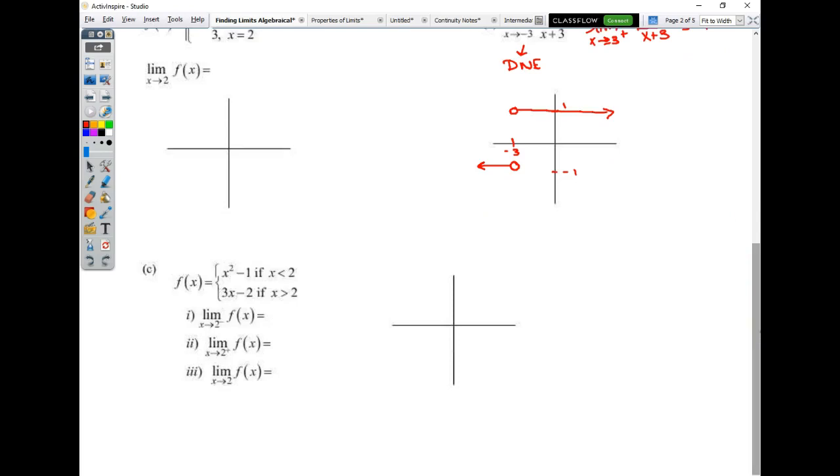Last but certainly not least, we have C. Now C is one of the more common piecewise functions that we'll get. It's a function that's defined as two different equations here, depending on the domain. I'm going to change the order of these. But when I look at this first line, the limit as x approaches 2 from the negative side of f of x, which of those two equations do I use? Why the first one?